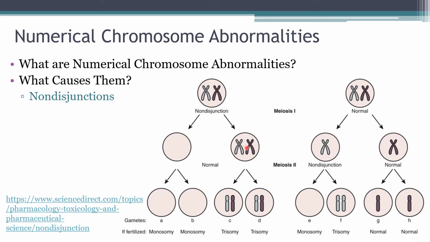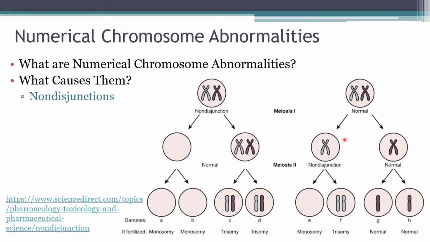So remember, in meiosis 1, you're supposed to be separating homologous chromosomes. You're supposed to be separating basically mom's chromosome from dad's chromosome. So let's say this is mom's chromosome number 1, and this is dad's chromosome number 1. In meiosis 1, you're going to separate those two so that mom's chromosome number 1 ends up in this cell and dad's chromosome number 1 ends up in this cell. So that's what you're supposed to do.